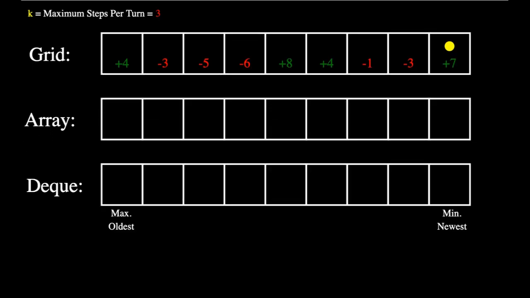In our final approach, we store values in a deque. You can think of a deque as a double-sided line, where values can be either removed or added from both ends. For this approach, instead of storing the maximum value, we store the position of the maximum value.